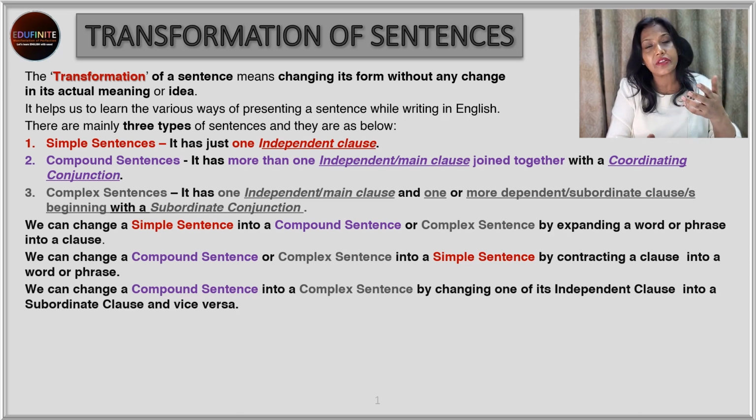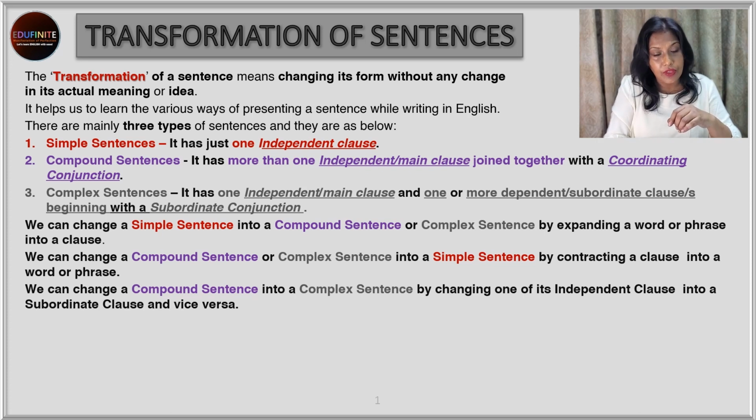And vice versa means when we have a complex sentence which will have at least one subordinate clause and one independent clause, then that subordinate clause has to be changed into an independent clause so that the sentence has minimum two independent clauses joined by a coordinating conjunction. Then only a complex sentence will be turned into a compound sentence.